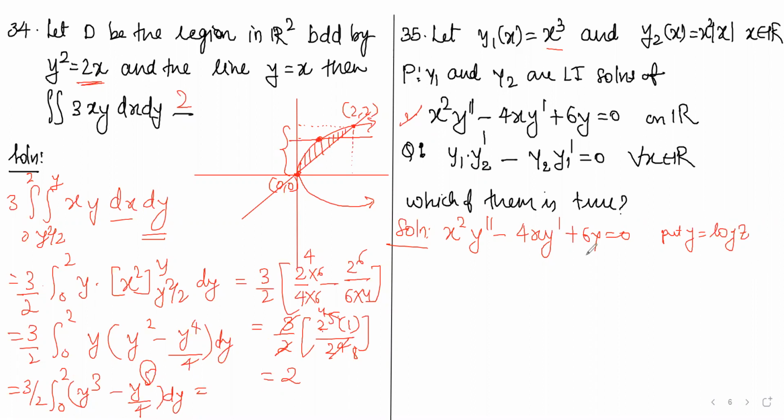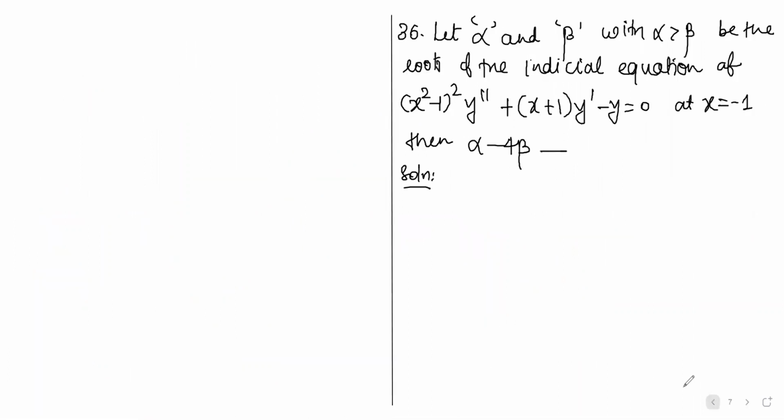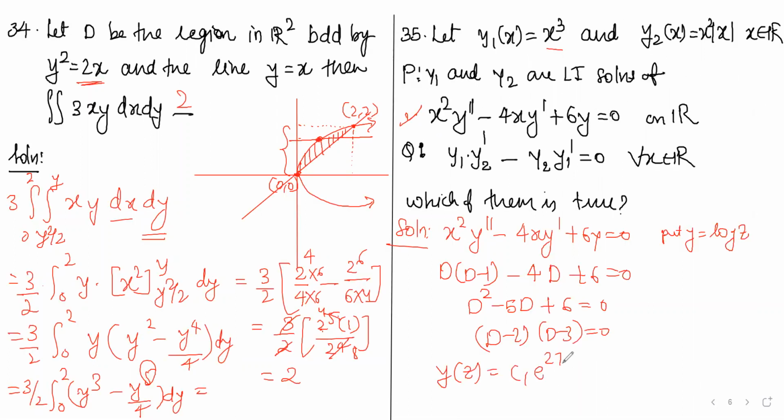Now do all the manipulations and write down D into D minus 1 for the x square terms, for x into y dash it will be simply D, and for 6 it will be 0. Now if we solve this, we get D square minus 5D plus 6 equals 0. That gives me D minus 2 and D minus 3 equals 0. Then I get the solution in terms of z: c1 e power 2z plus c2 e power 3z.